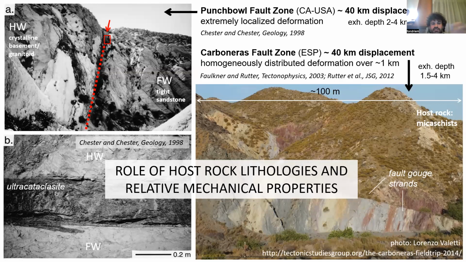So this starts to suggest that another important factor in controlling the structure of a fault zone is lithology, but also the relative mechanical properties of your rocks. In particular here, the fault zone is developed inside mica schist, which are very anisotropic, foliated and weak fault rocks. And so when you are developing a fault zone inside this type of rocks, the deformation will be much more distributed compared to a fault zone which is instead developing within a strong granitoid.